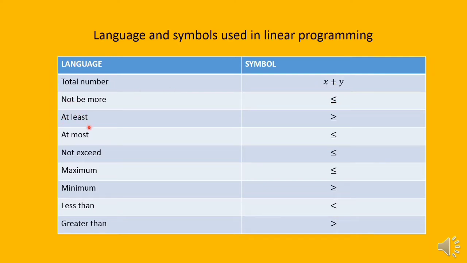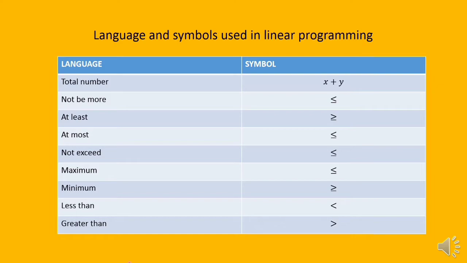Then for at least, the symbol is greater than or equal to. When you talk of at most, the symbol is less than or equal to. And when you talk of should not exceed, the symbol is less than or equal to. When you talk of maximum, the symbol should be less than or equal to. When you talk of minimum, the symbol should be greater than or equal to. Then for less than, it's just less than. For greater than, it's just greater than.